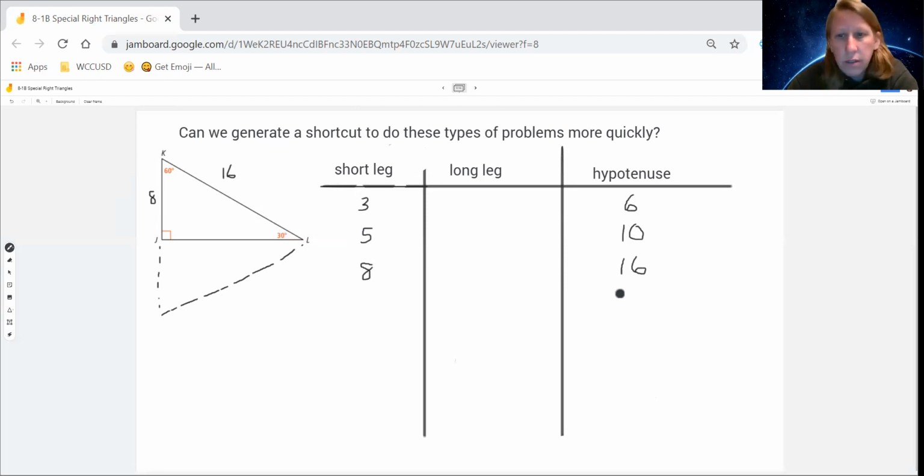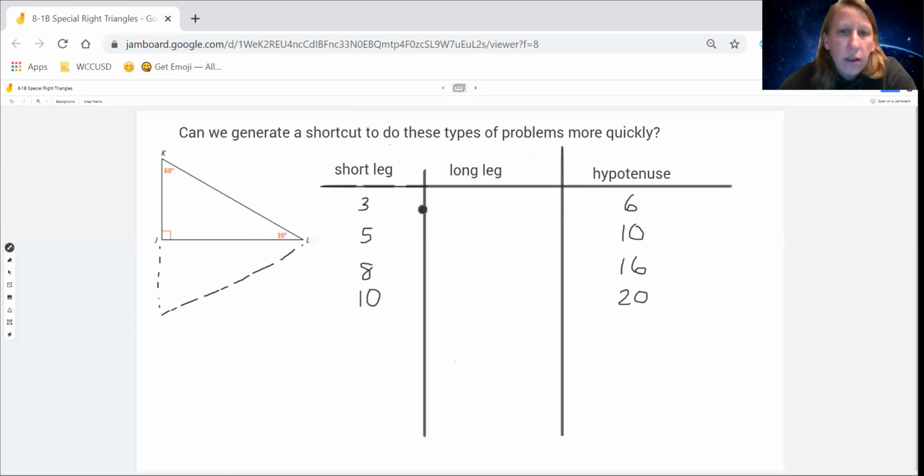What else? Let's do another one. Let's say the hypotenuse is 20. What's the short leg? Half. It's 10. Okay, let's fill in the longer leg a little bit. So the relationship between the short leg and the hypotenuse is that it's times 2 to get to there and divide by 2 to get to there. Because on the picture, you can see it's half of the equilateral.